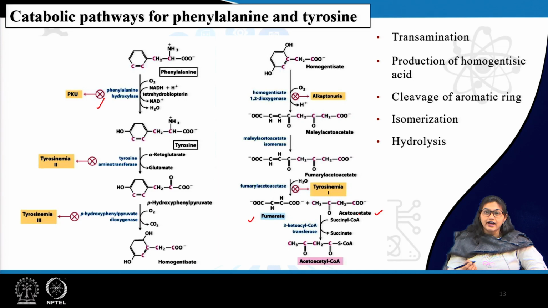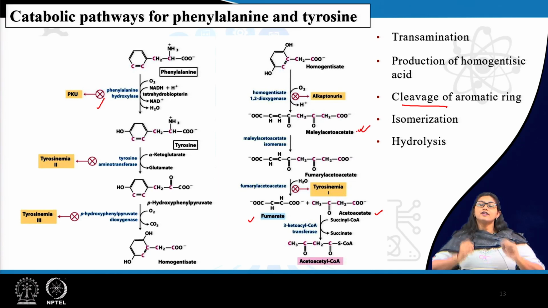ring opening reaction here, or cleavage of the aromatic ring. Remember, formation of maleylacetoacetate from homogentisate is the cleavage of the aromatic ring. The benzene ring is basically opened to the linear structure.